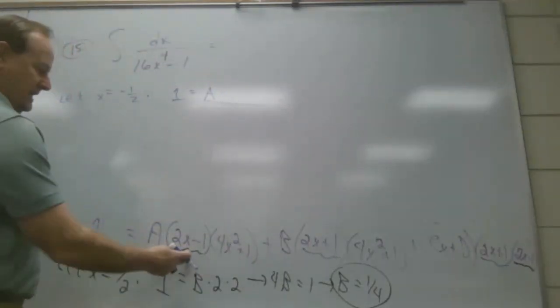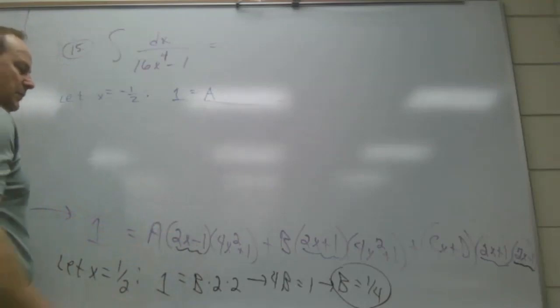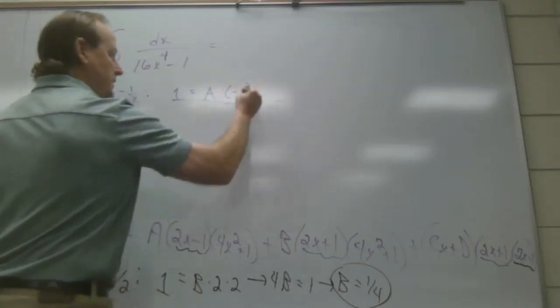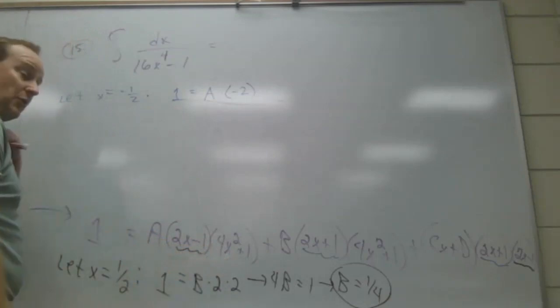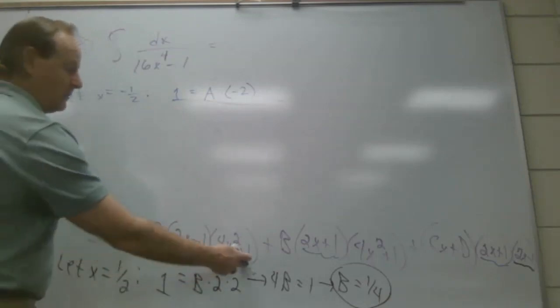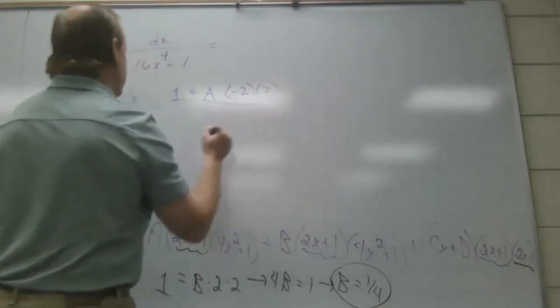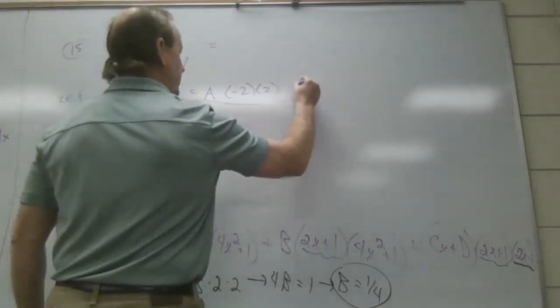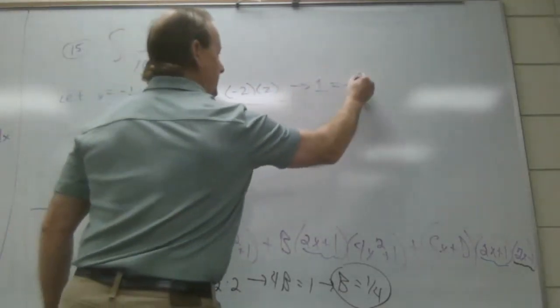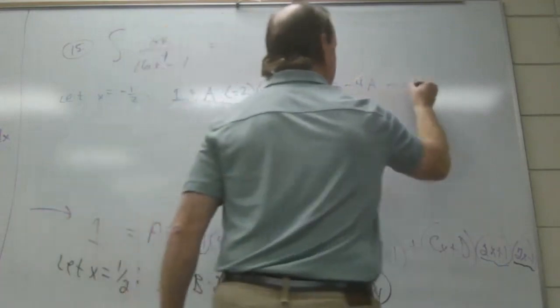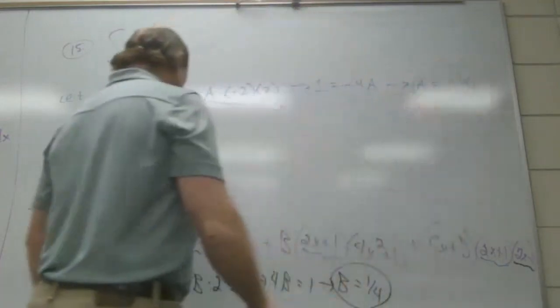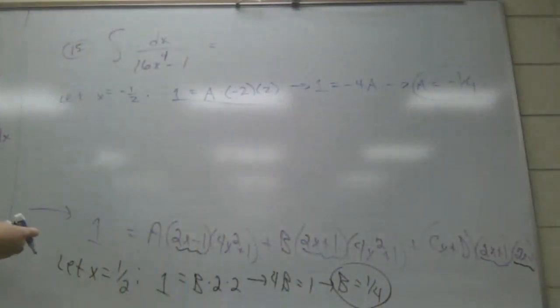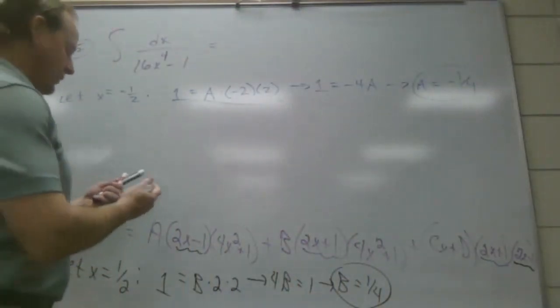So a times, and then -1/2 times 2 is -1, minus 1 is -2. And then -1/2 squared is 1/4. So that'd be 1 plus 1 is 2. So that says that 1 equals -4a, so that a equals -1/4. So we get that. So we know that we can split this integral.